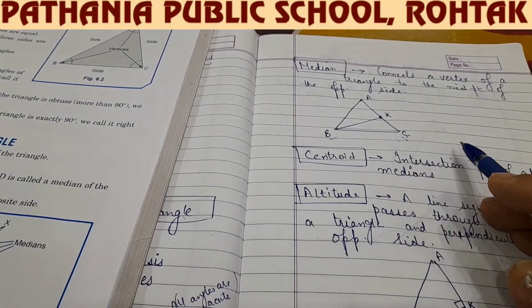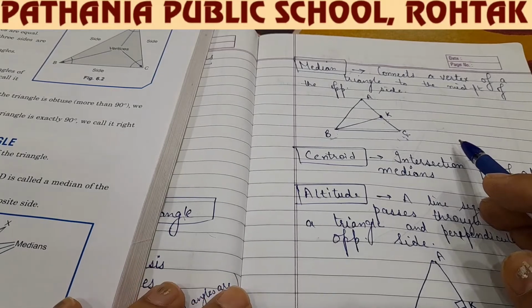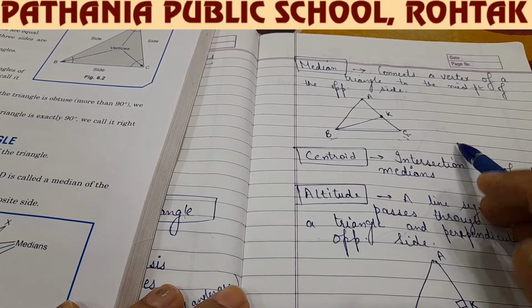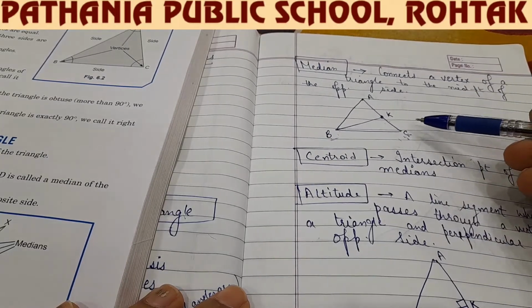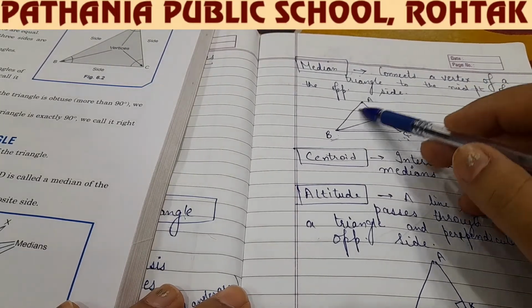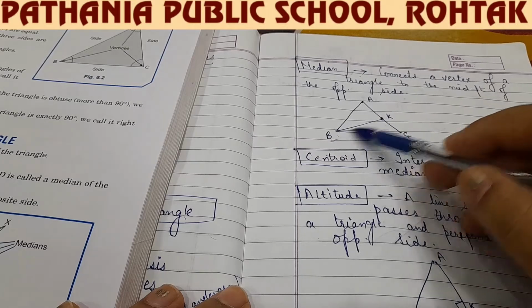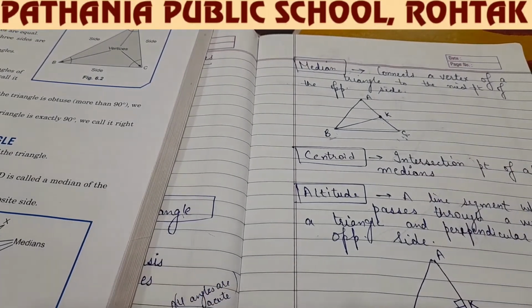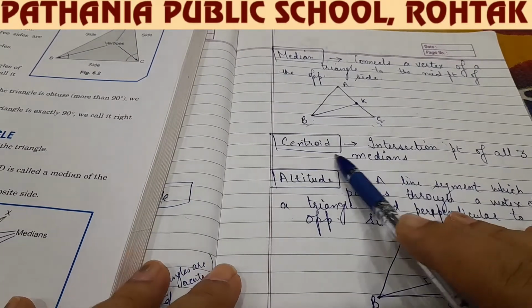Median also divides a triangle into two equal parts. I am repeating, median divides the triangle into two equal parts. So here you can say ABK and BKC are two equal triangles. Clear? Now coming on to centroid.